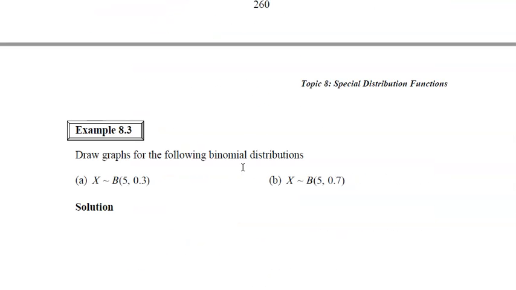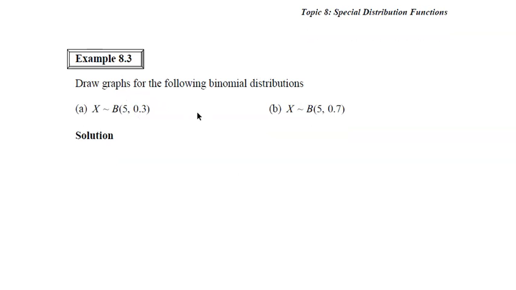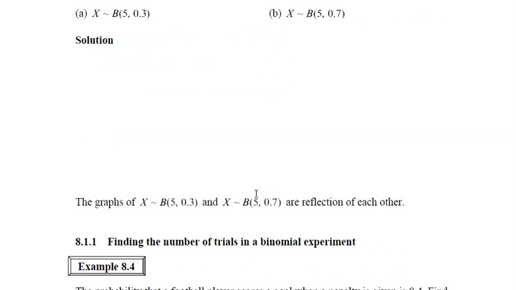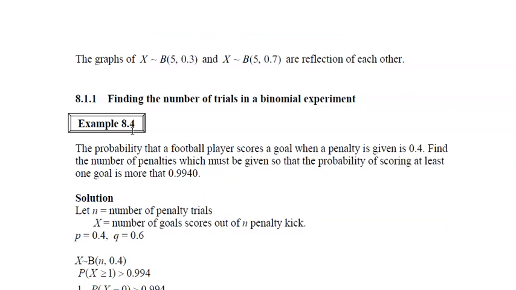So let's proceed. Example 8.3 doesn't have a solution, but the question asks you to draw the graph. So try to draw the graph there. If you look at the conclusion, they are reflections of each other, because they have the same number of trials, but the probabilities are 0.3 and 0.7, which are complementary to each other. So the graphs are actually reflected to each other. Maybe you can try to sketch the graph when x is equal to 0, y is equal to something. Okay, let's proceed with example 8.4.